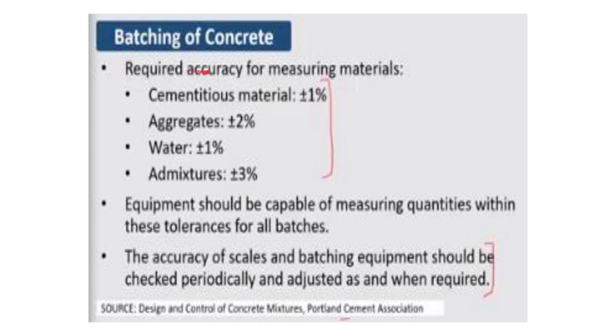If we look at the accuracy for the constituent materials, the tolerances range between plus or minus 1 to 3%. More accuracy is required in measuring the cementitious material and water, while for aggregates and admixtures a little more error is allowed, from plus or minus 2% to plus or minus 3%. The equipment should be capable of measuring quantities within these tolerances for all types of batches. The accuracy of scales and batching equipment should be checked periodically and adjusted as and when required.